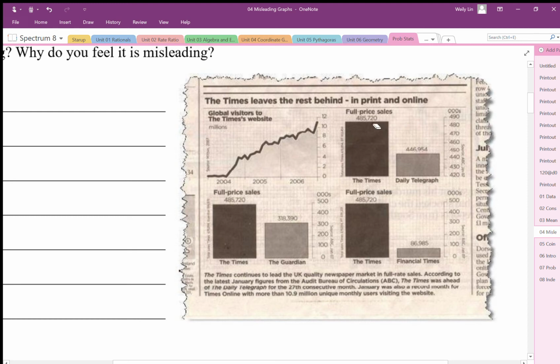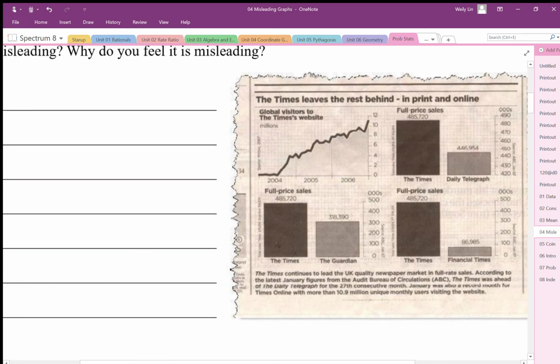Okay, so here between 44,800 and 485,000 compared to 446,000, it looks like a big difference, almost more than twice the difference, but it's actually proportionally not that big. Here this is proportionally the same because they have the same scaling on the y-axis, same thing. But between the Daily Telegraph and the Times, they've scaled this axis.